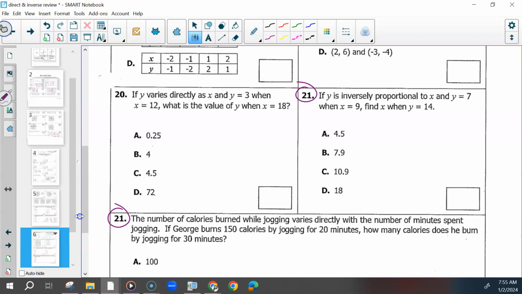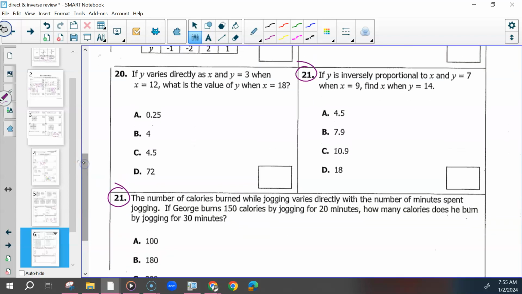Alright, so for the first 21, if y is inversely proportional to x and y equals 7 when x equals 9, find x when y equals 14. So this is one of those cases where we have an x and a y, we need to find k to find the missing value. So inversely proportional, we're dealing with inverse variation. So our x and our y, we're going to multiply those together to find k. And then 9 times 7 would give us 63.